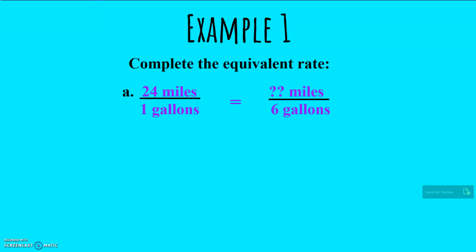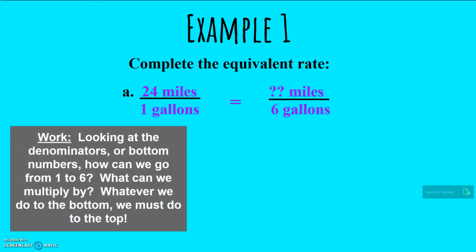So let's look at this one. Complete the equivalent rate. 24 miles per 1 gallon equals how many miles per 6 gallons? We're starting with a unit rate and going to a non-unit rate. So how are we going to go from 1 gallon to 6 gallons? Looking at the denominators or bottom numbers, how can we go from 1 to 6? What can we multiply by? And then whatever we do to the bottom, we must do to the top.